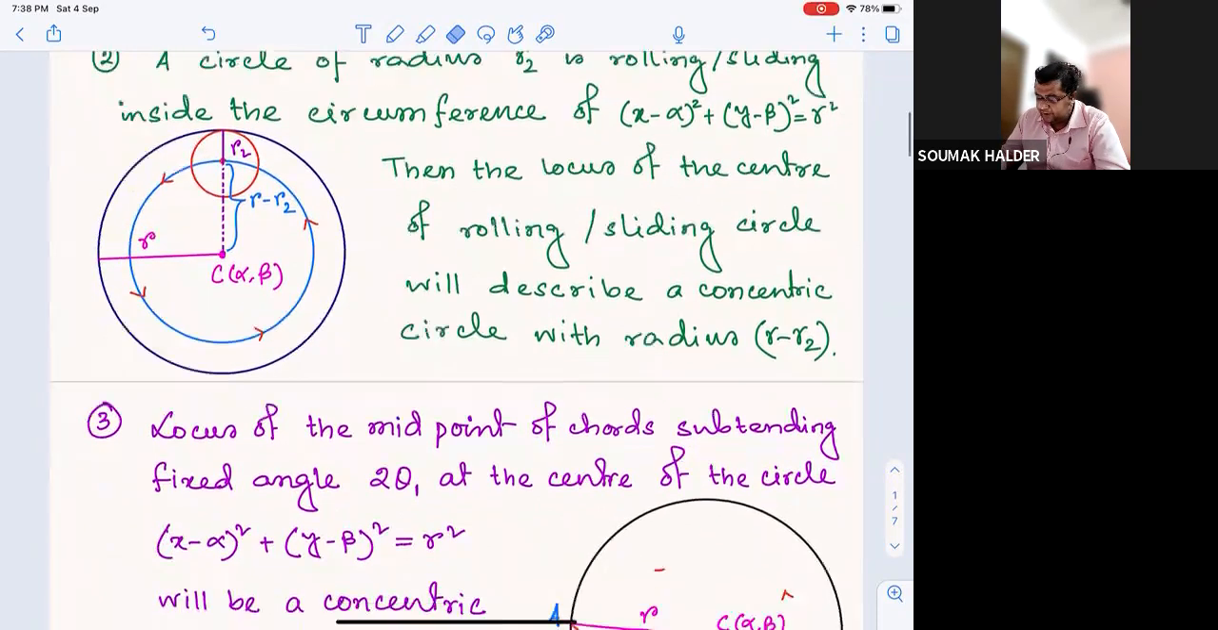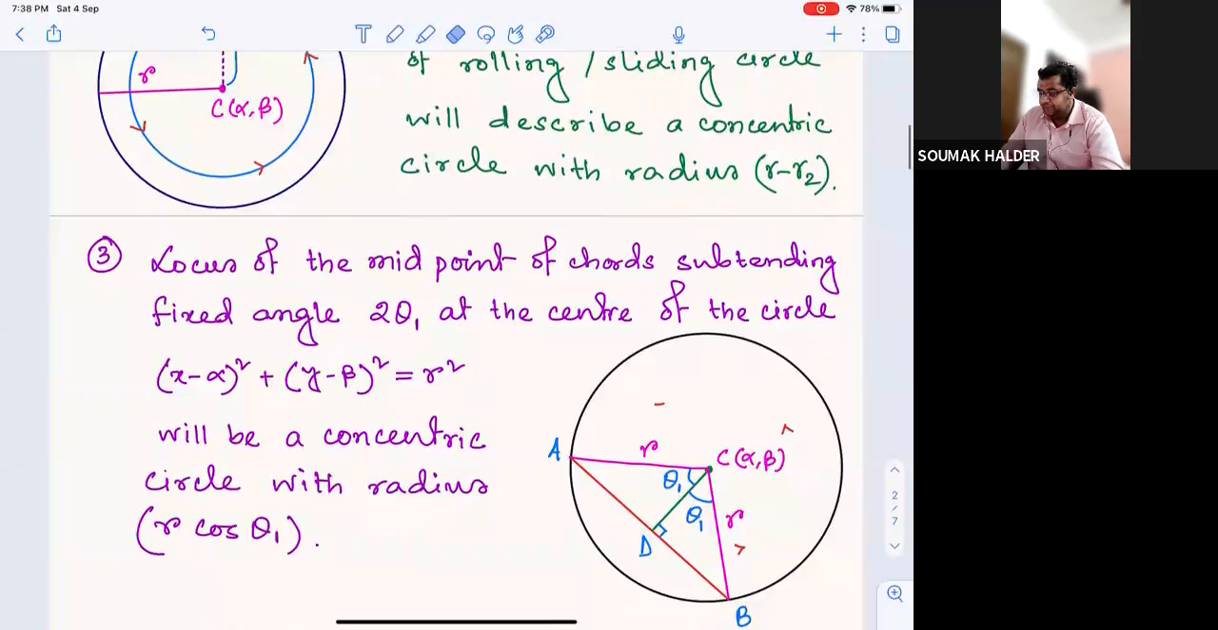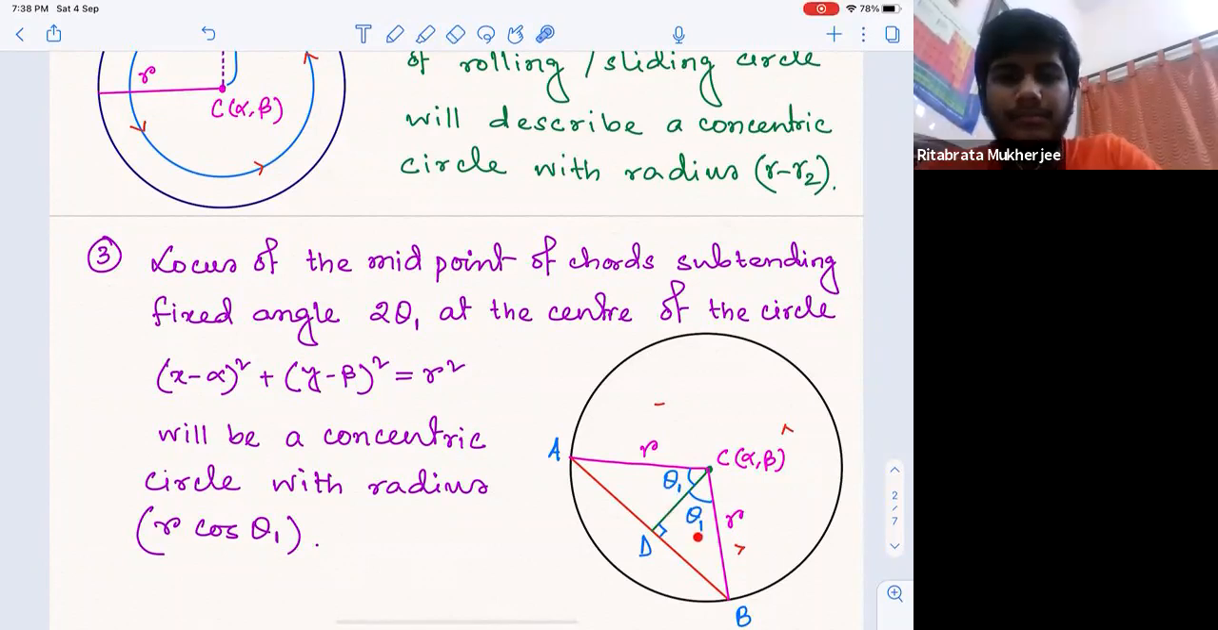So that means we are thinking of a circle whose center is C (alpha, beta) and radius is r. Now, if we think of a chord AB subtending angle 2 theta 1 at the center, the moment we draw the perpendicular bisector from this center, the angle will be split into two equal halves of theta 1. Is it clear? Yes, sir. The total angle 2 theta 1 will be split.